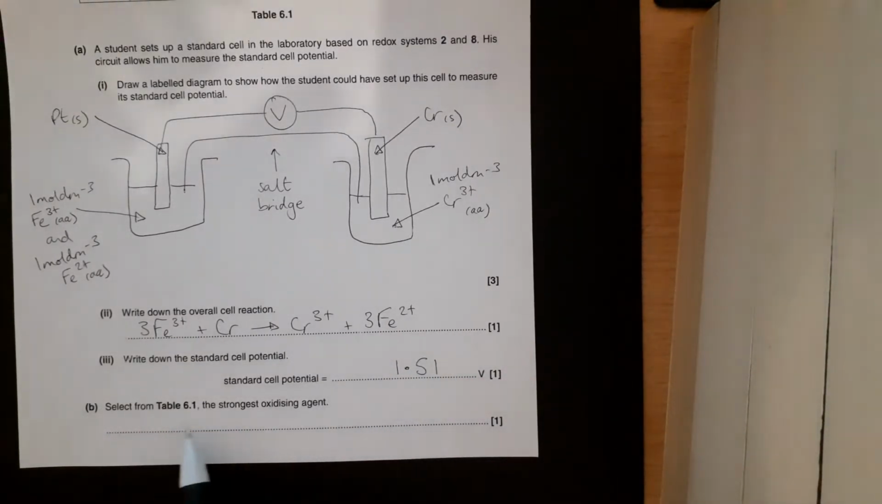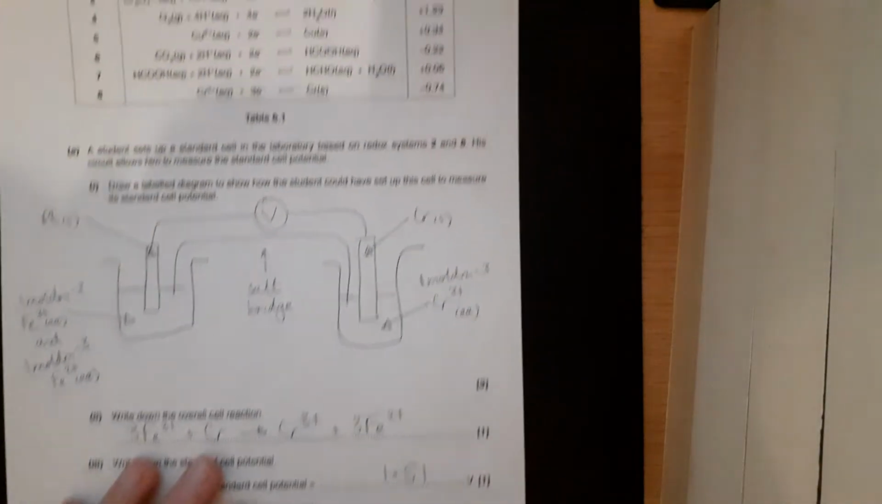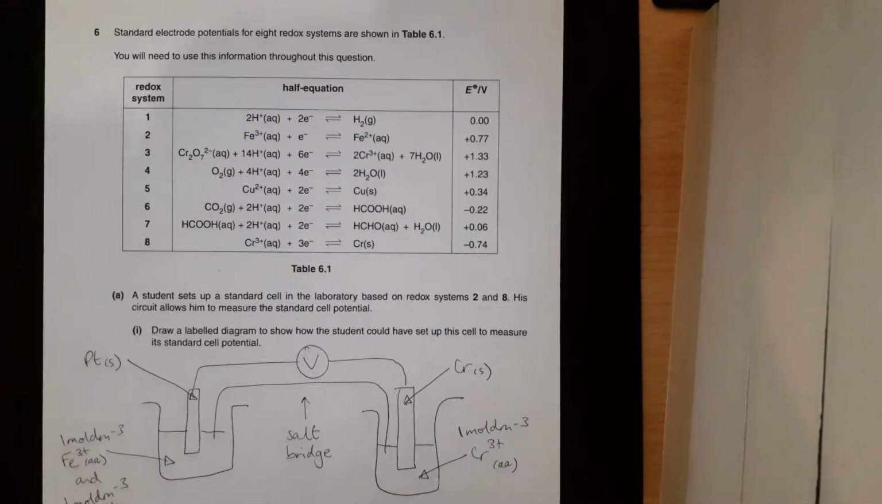And so this one we need to think about a little bit more carefully. Select the strongest oxidizing agent. Now, the strongest oxidizing agent is the thing that's best at oxidizing other things. So therefore, it is the most likely thing to be reduced. Because it oxidizes whatever it's reacting with, so it is reduced. So we're looking for the thing that's most likely to be reduced. So we're looking for the most positive electrode potential. Okay. Remember, the more positive it is, the more likely it is to be reduced.